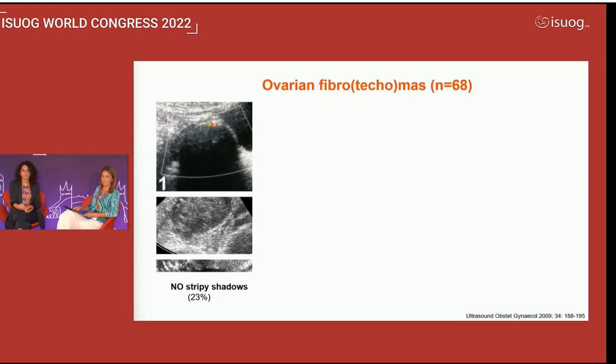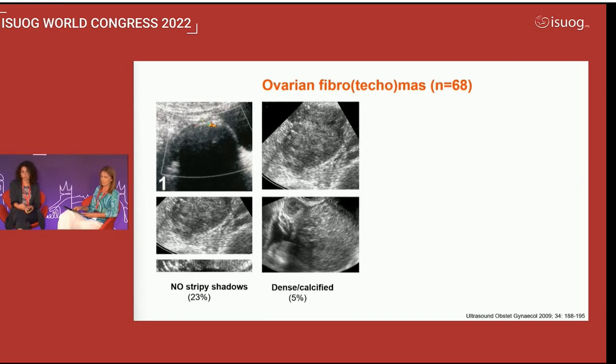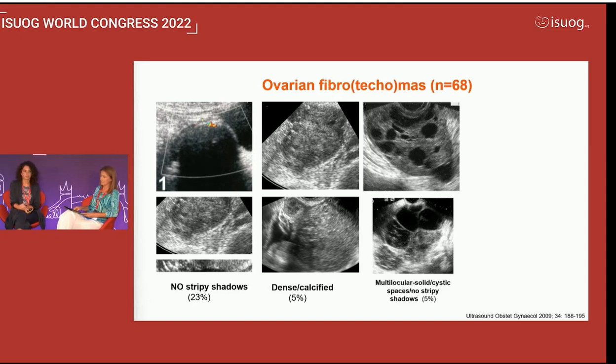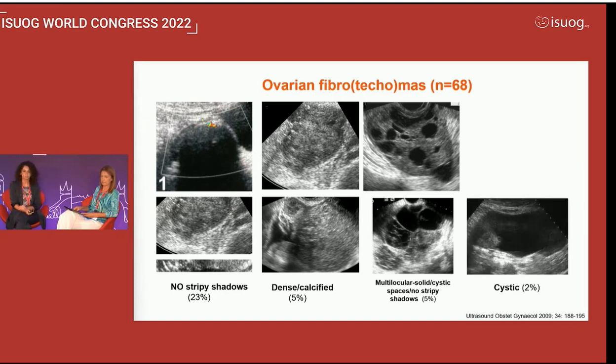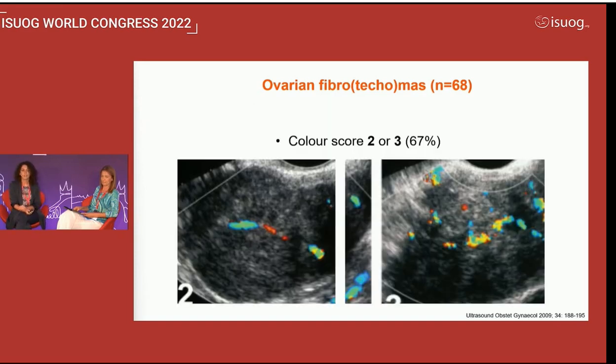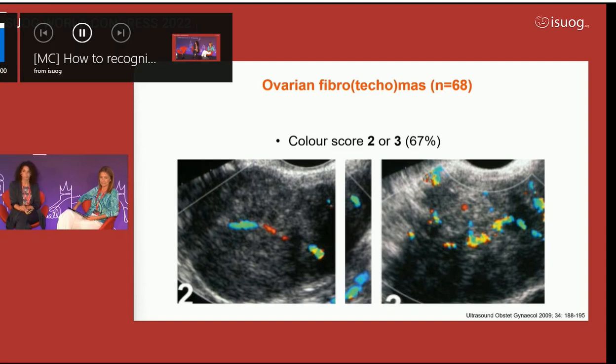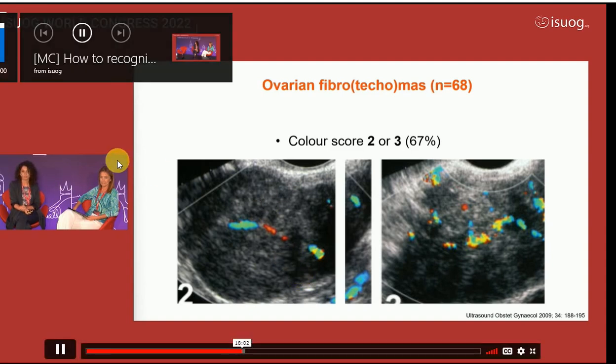Then we can also have the absence of acoustic shadows, or anyway the absence of these typical stripy shadows. We can also have a clear, dense content with acoustic shadows, so dense calcified content. Or we can have this atypical appearance of a cystic structure, as we saw also in our case, or more cystic. And they are usually not so well vascularized, color score 2, but sometimes we can have atypical fibromas also with a moderate vascularization.